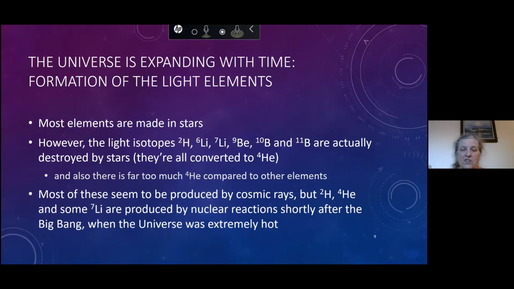And we can understand the rare light isotopes by supposing that they are made when cosmic rays knock bits off carbon. But there is too much deuterium, there is too much helium-4, and there is somewhat too much lithium-7 to understand that. And our theories of nuclear physics demonstrate that we can produce these shortly after the Big Bang, when the universe was very hot and very dense, and nuclear reactions could take place at these high temperatures, which are equivalent to high kinetic energies.